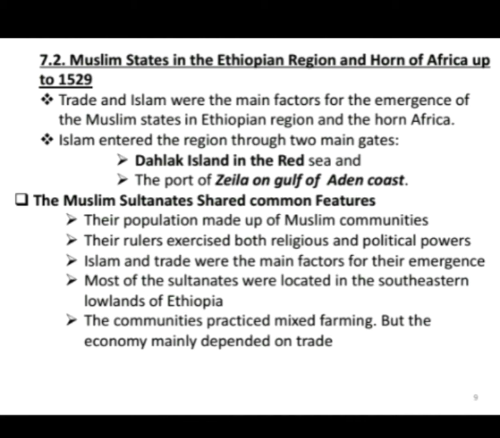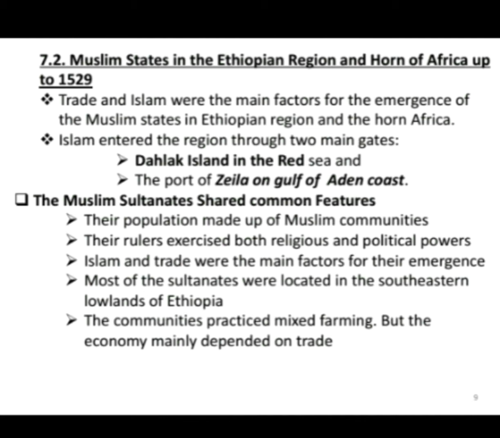The Muslim sultanates share many common features. The first one is that their population was made up of a Muslim community; they were predominantly Muslims. The second one is that the rulers exercised both religious as well as political power, meaning that the religious ruler became the political ruler of a country.